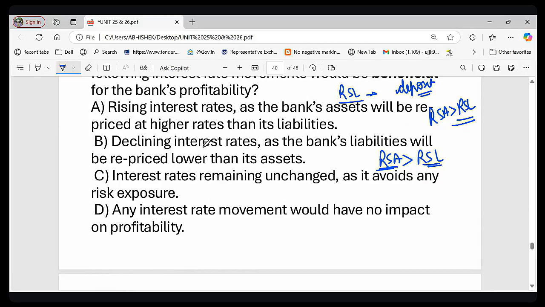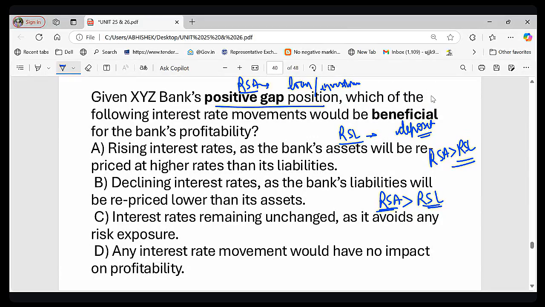So one thing I want to ask you, please answer my question. Let me check your understanding. Whether current account is RSL? Current account, it is a kind of deposit, right? Whether it is RSL, rate sensitive liability, yes or no? Yes, obviously no. Correct answer is no.